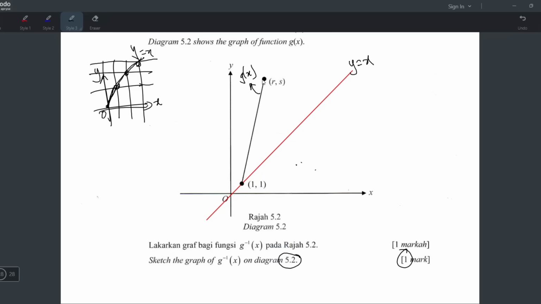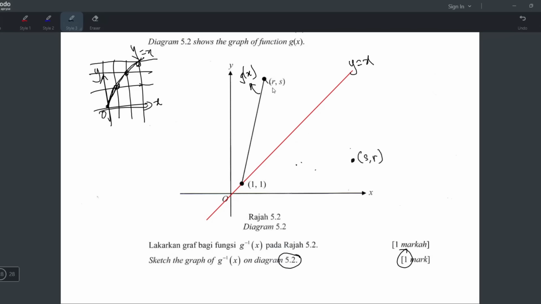But what happens to (R, S)? R is a positive number, S is a positive number. So after you reflect, it becomes (S, R), and it will be somewhere here. I don't know the exact value for (R, S), but if I reflect, it will be around here. Also, it's a sketch question, so it doesn't have to be so perfect. So the coordinate of this point will be (S, R).